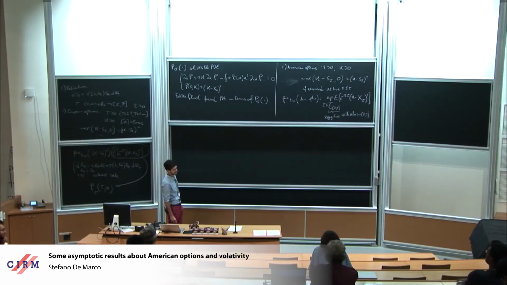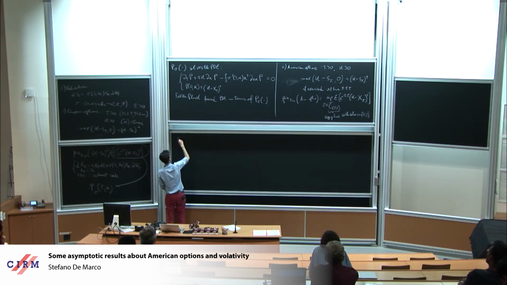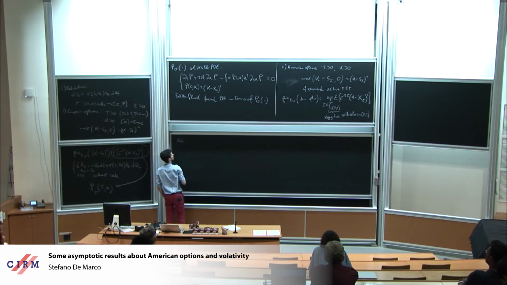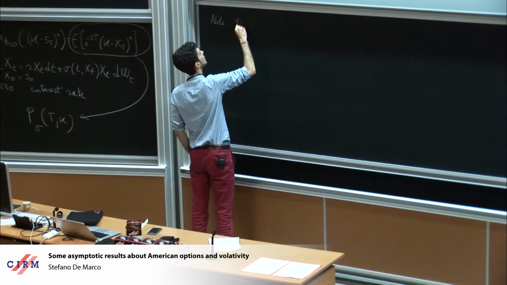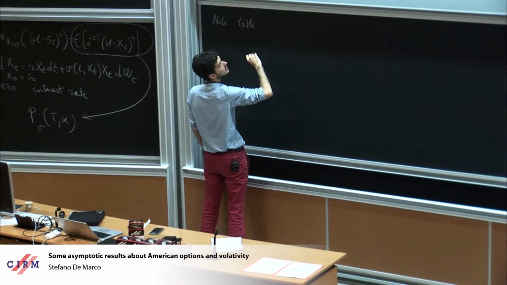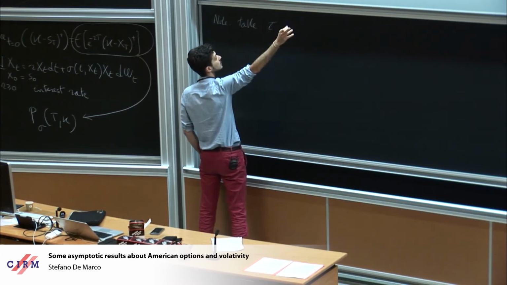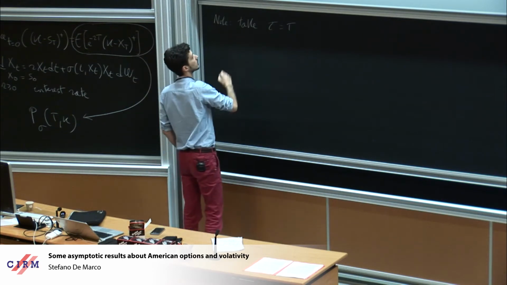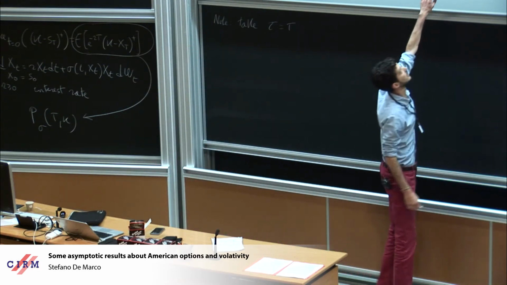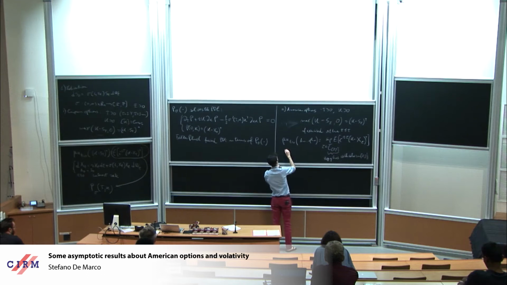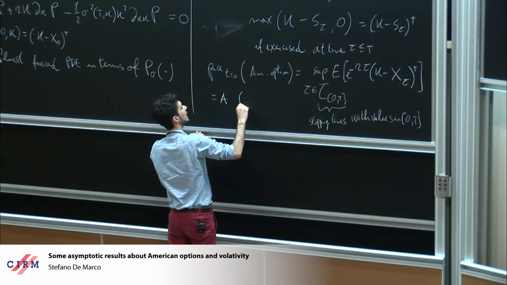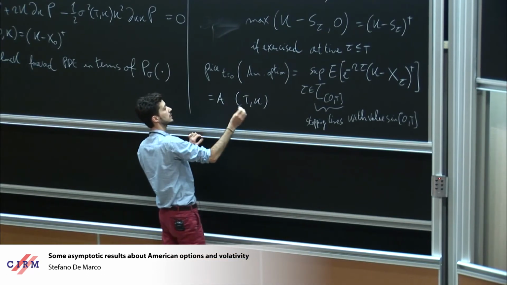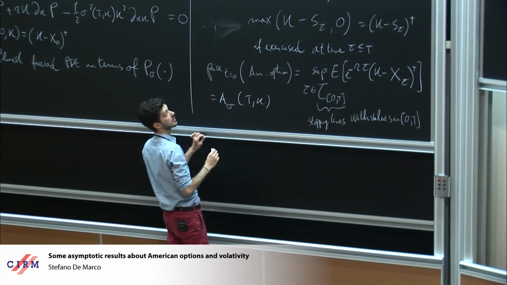So, yes, now we have this problem to solve. Okay, let me make a small remark en passant, which I'm going to go back to afterwards. So you take in that problem tau equal capital T, okay, and what we get is that this value, sorry again, this price, now I will denote it as A of t, k, A for American, t, k, and sigma, the function sigma is still there, okay.